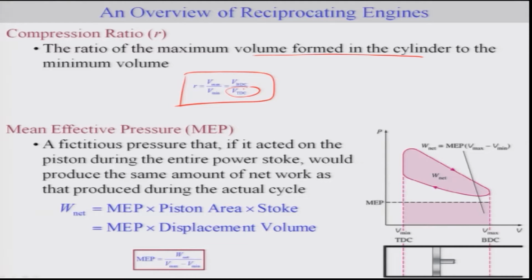We will also be making use of something called mean effective pressure, which is a fictitious pressure that, if it acted on the piston during the entire power stroke, would produce the same amount of net work as that produced during the actual cycle. You can see the illustration here.